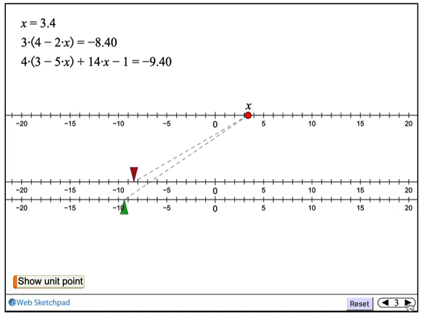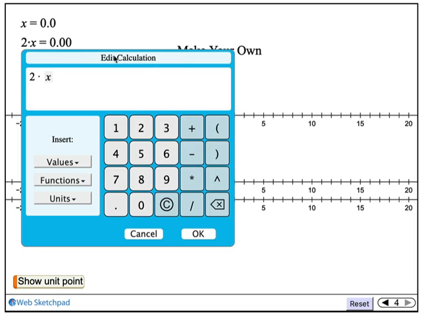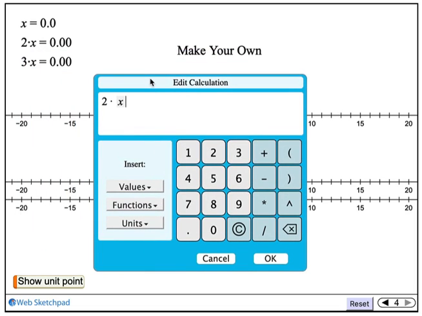On the last page of our web sketch, we allow you to create your own equations. So we start with defaults of 2x and 3x, and if you double tap on either, it will open Web Sketchpad's calculator and you can change the expression.